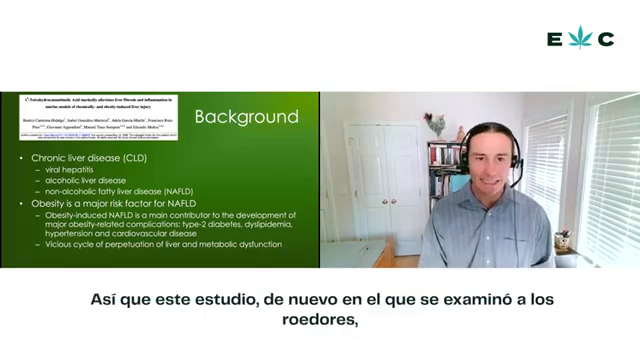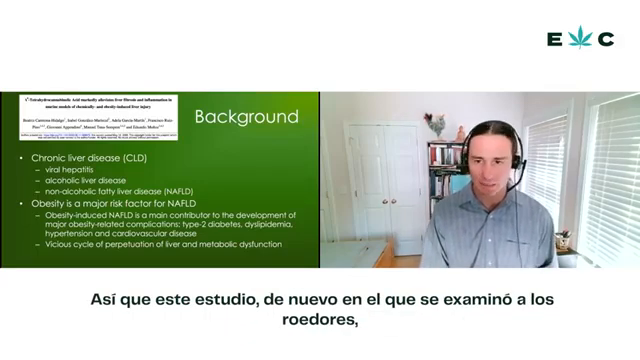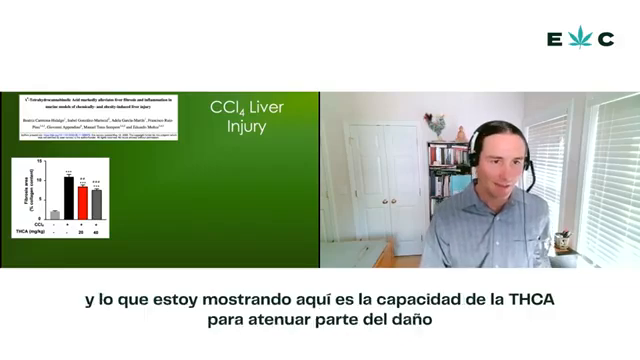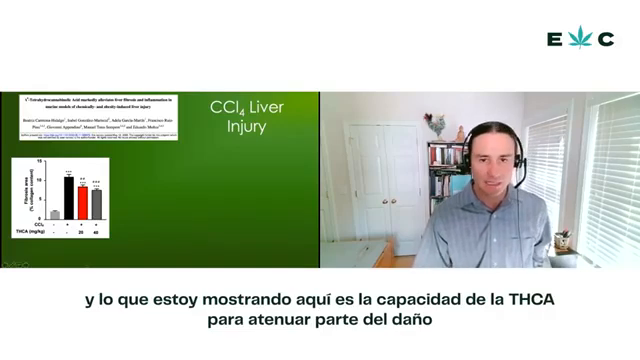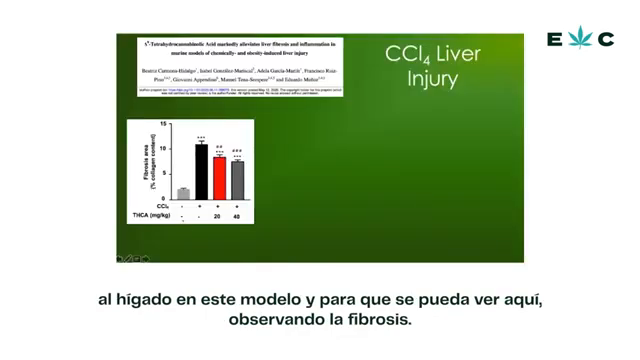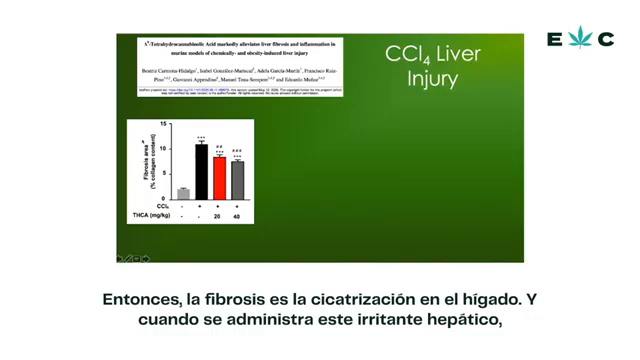It worsens the non-alcoholic fatty liver disease, and you get this vicious cycle of perpetuation of the liver and metabolic dysfunction. So this study, again looking at rodents, tested a classic model of liver injury called the CCL4 liver injury. And what I'm showing here is the ability of THCA to attenuate some of the damage to the liver in this model. And so you can see here, looking at fibrosis. So fibrosis is the scarring in the liver.